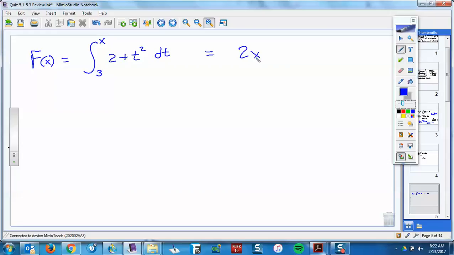What's the antiderivative of this? This is little f, but when we do the antiderivative, we've got to put in x's, not t's. So it'll be 2x plus 1/3 x cubed plus c. Now, how do we take care of the c? We got a free initial condition, right? We know F of 3 is 0.